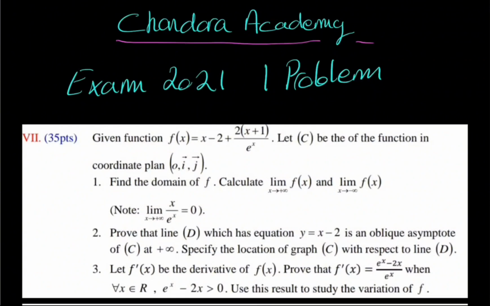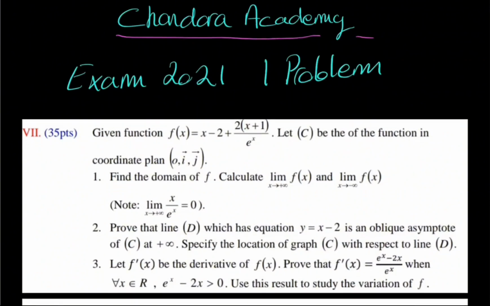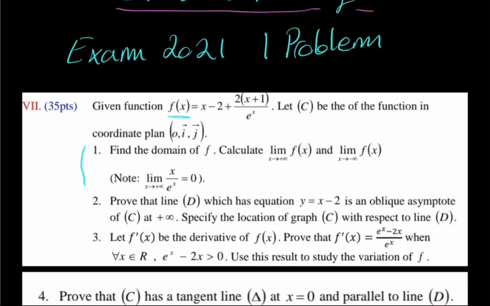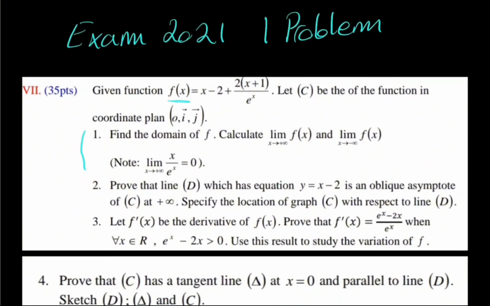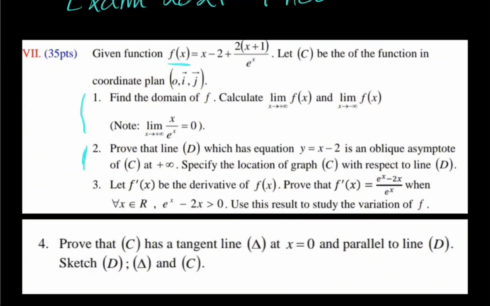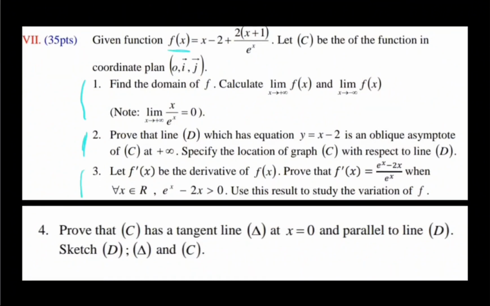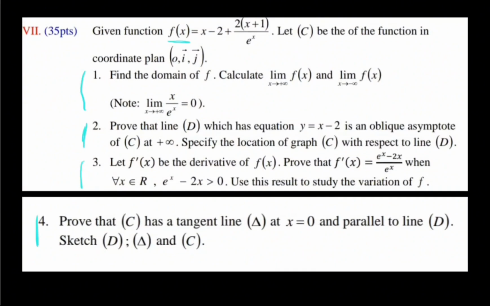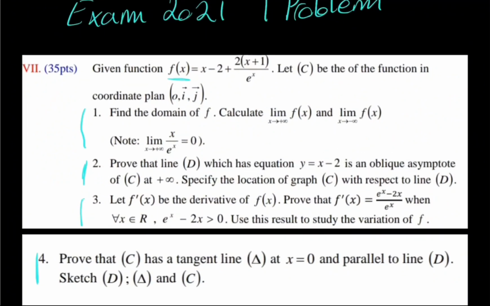Today we're going to solve the problem of the 2021 exam. So we are given a function f with some expression. We will first find the domain of f, then calculate the limit in plus and minus the infinity. Then we will prove that the curve of this function has an oblique asymptote in plus the infinity. And then we will derive the function and prove that the derivative exists. And in conclusion, we will prove that the curve of the function has a tangent line at x equal to 0, parallel to the oblique asymptote.